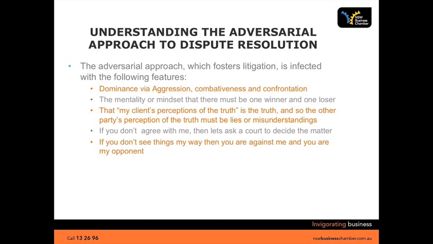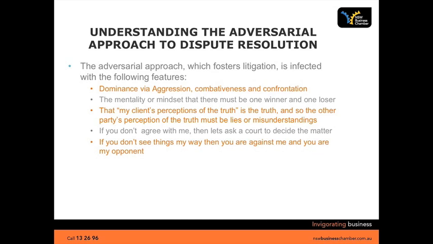The client's position that my client's perceptions of the truth is the truth. But in fact, it's only one side of the coin, and the real truth often is not known or revealed until way down the litigation track, when you've spent a lot of money. Each side has spent a lot of money and put on their evidence, their affidavits, their documents. And even then, the real truth may not come out until you're in a court case.